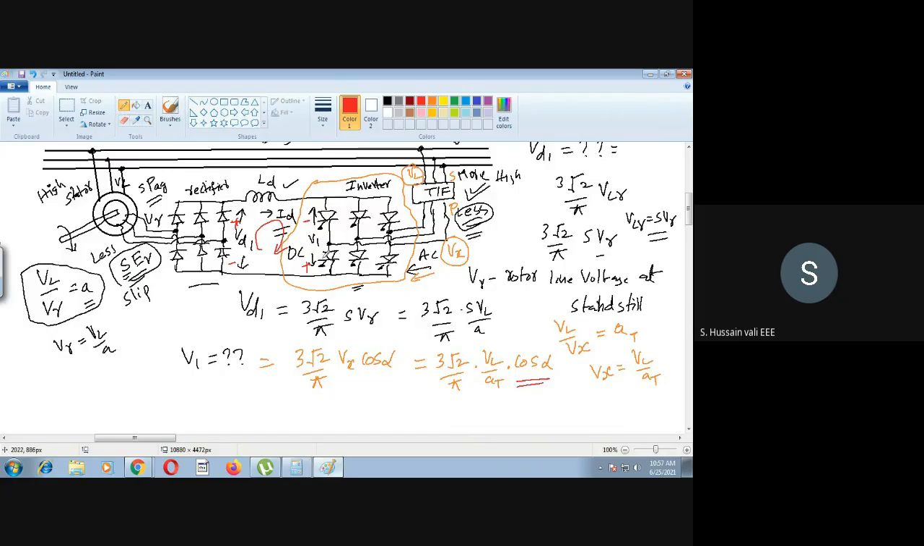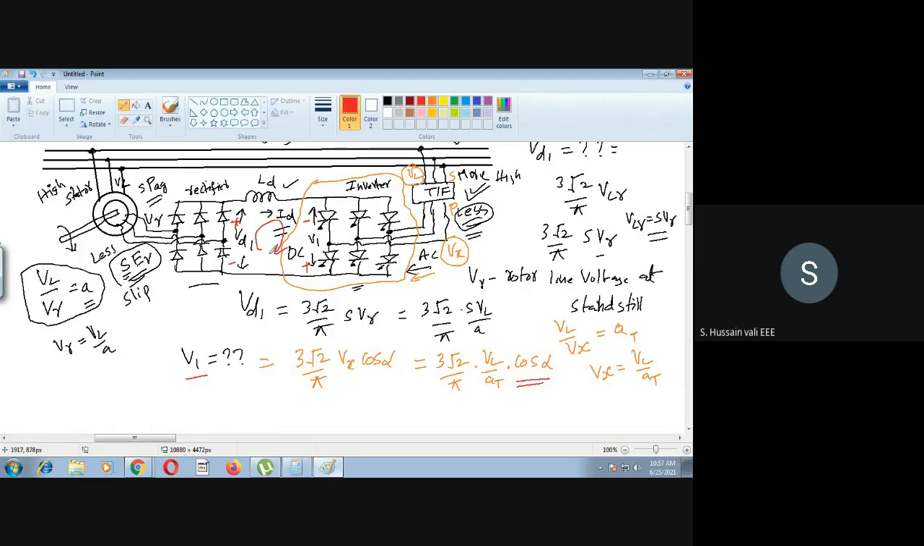You must get it like this, then only, because alpha is greater than 90, so cos alpha is negative. So definitely this V1 will be negative. V1 will be negative in the sense, what does that mean? This is negative, this is positive. Whereas the output of the rectifier, this is plus, this is minus. Then I will apply KVL in this.